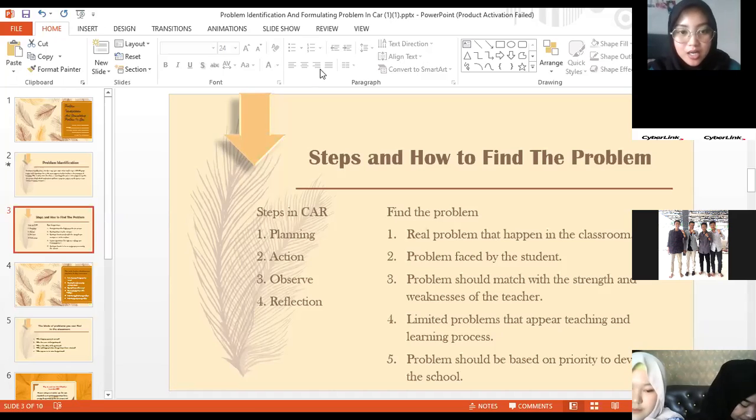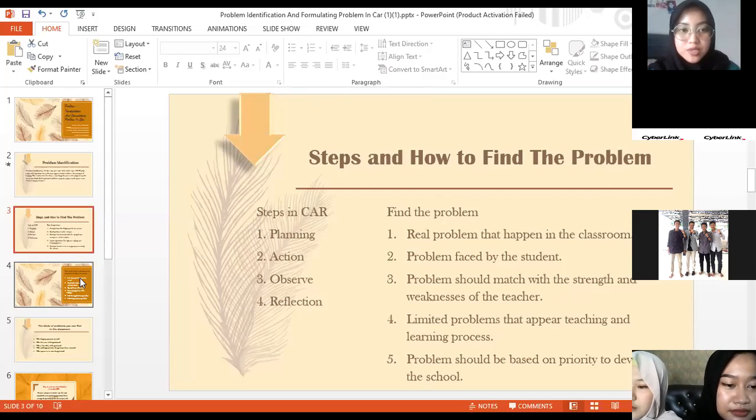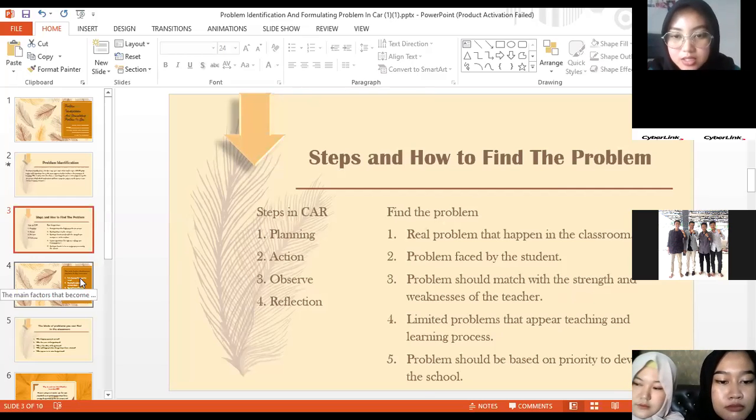As a good teacher, we have to be able to diagnose what those problems are. Those here means students who are joining your teaching and learning process, and it should be based on what happens in the teaching and learning process. And then you also have to be aware of what kind of problems really make it difficult for the student to understand your subject. Okay, the third one, the problem should match with the strength and weakness of the teacher.